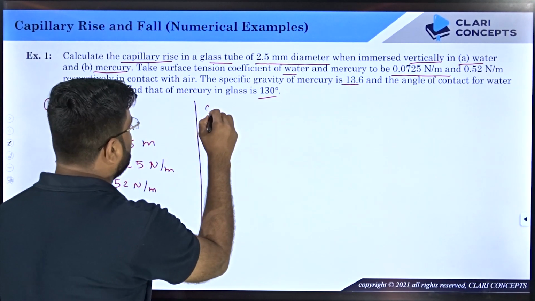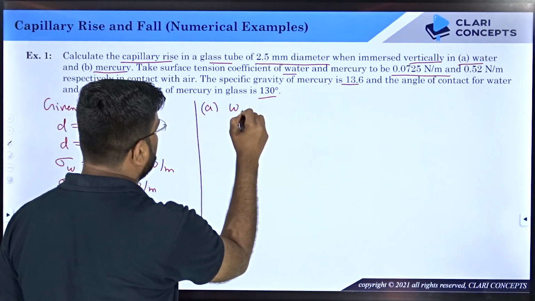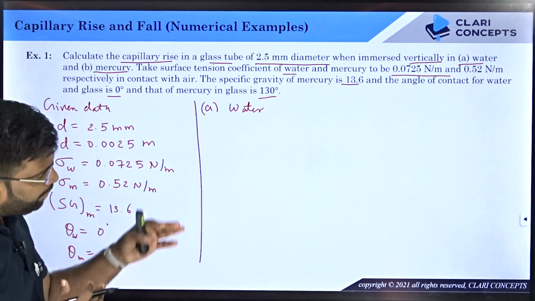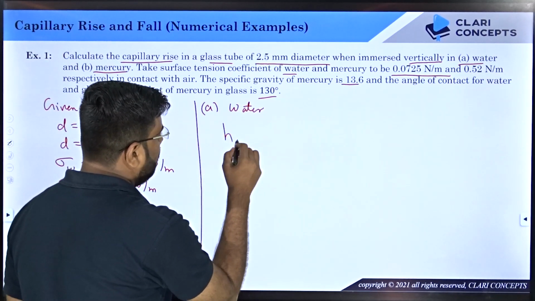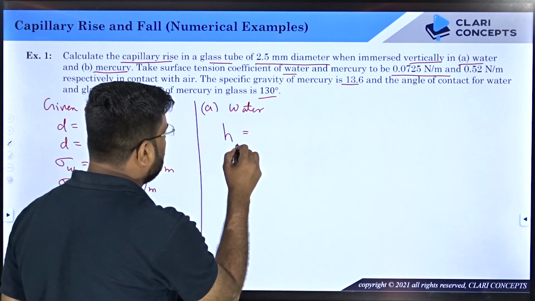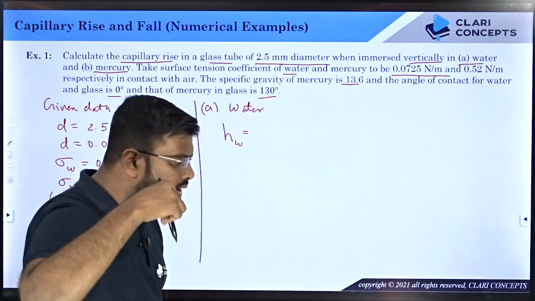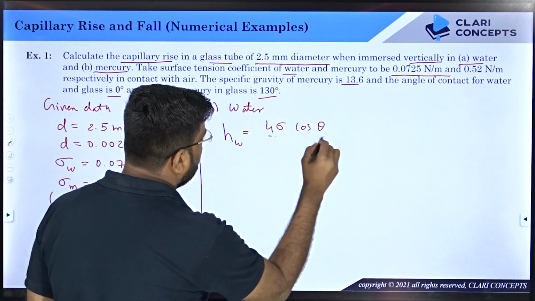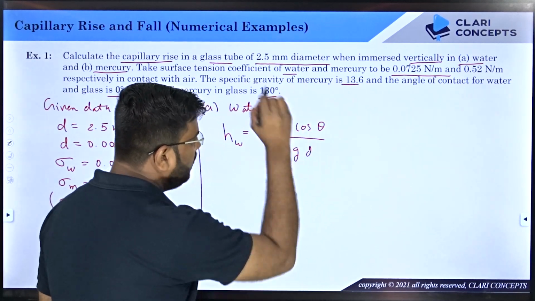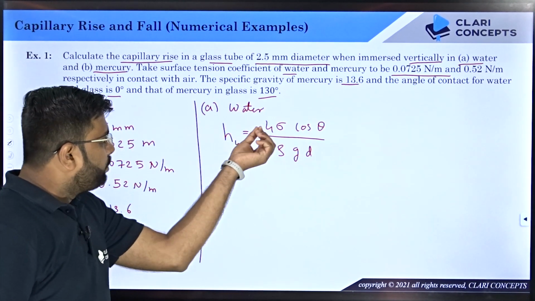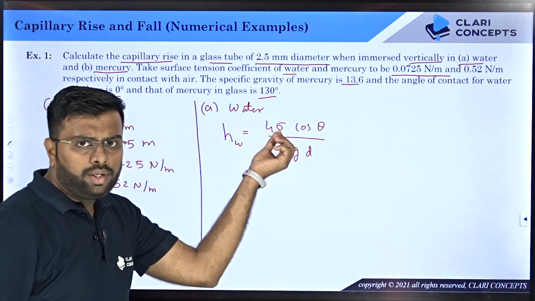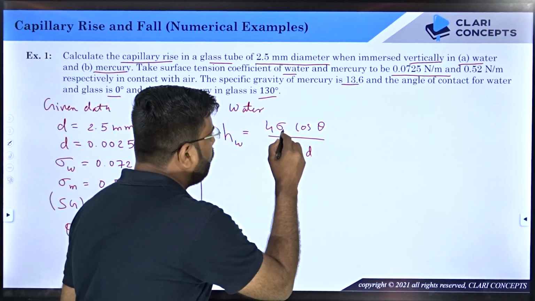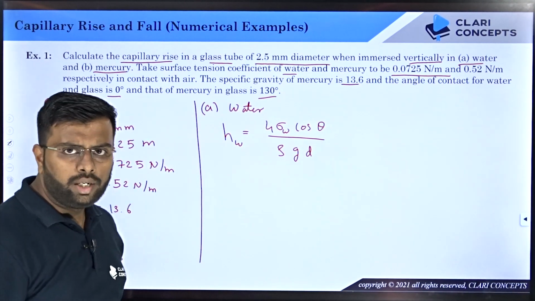I will first take the case of capillary rise when the glass tube is immersed in water. We know from the previous lecture that the capillary rise, let's say HW because I am putting glass in water, is equal to 4 sigma cos theta divided by rho g d. Now see what all these terms are. Sigma is the coefficient of surface tension between the two fluids. Here it is water and air, so I will use this for water. Theta is the angle of contact.